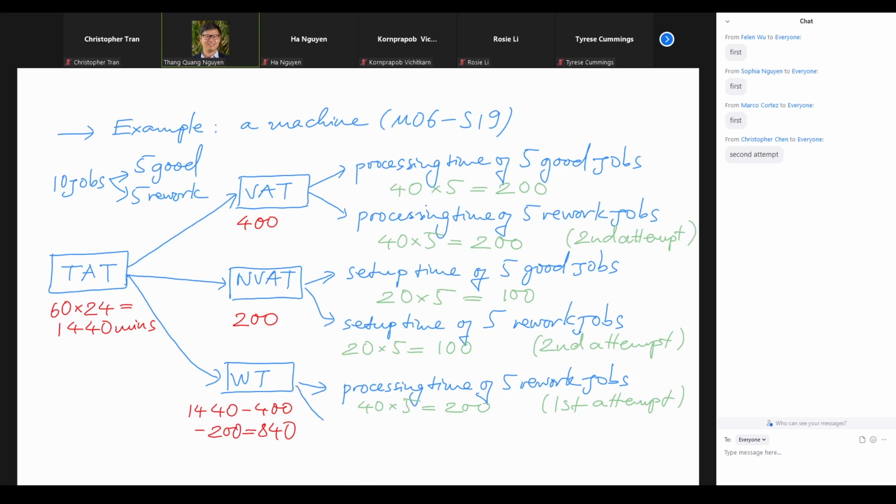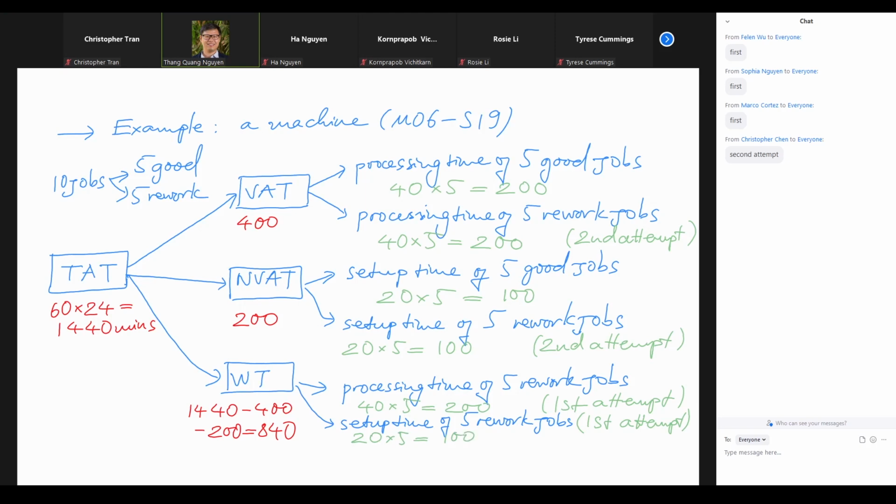And then we have the setup time of the 5 rework jobs. And remember, that also is at the first attempt. Right? If we cut it wrong, then the setup of that cut is wasted. So we list it here. So the calculation is also easy. We take 20 times 5, and we have 100 minutes, right?